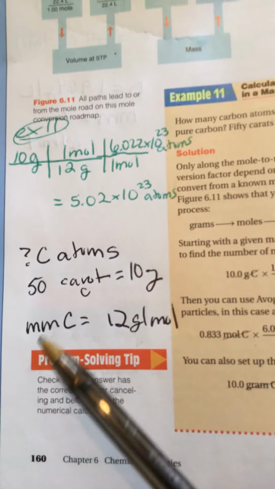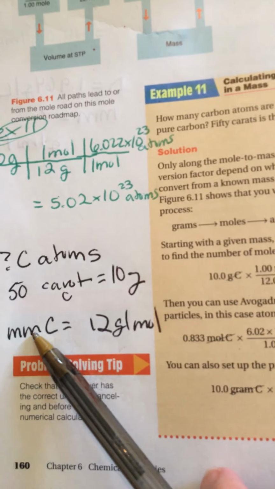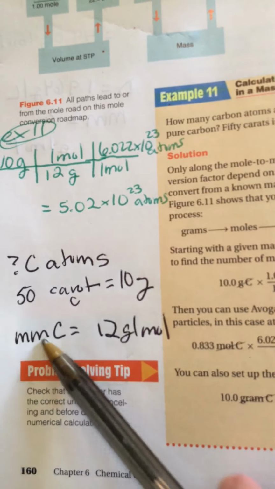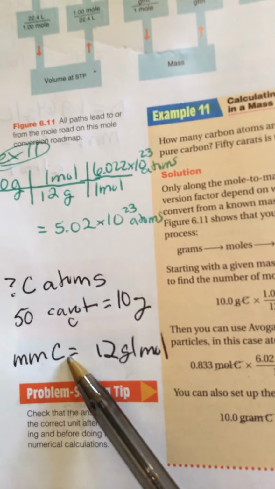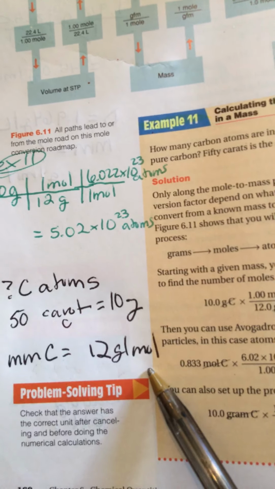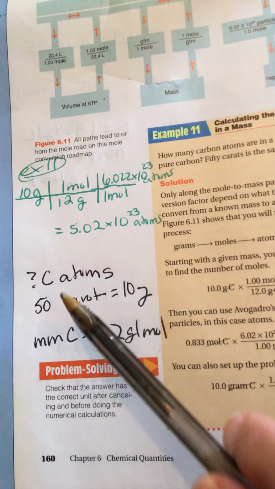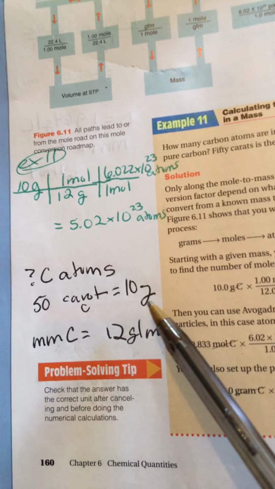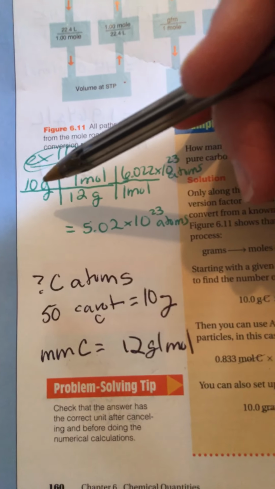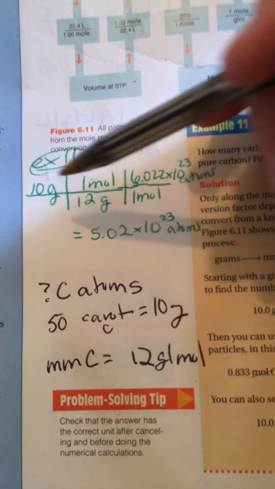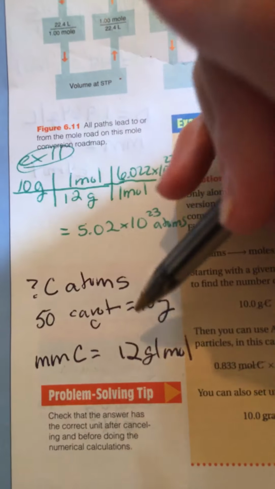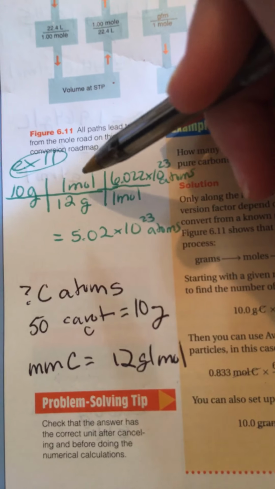All right. And I also looked on the periodic table. Because I know whenever I see grams, I'm going to need that molar mass off the periodic table. So I looked it up, and the molar mass of carbon is 12 grams per mole. All right. So now I start with what I know. And what I know is I've got 10 grams of carbon. So I write it here. I put the unit of what I have on the bottom that I want to get rid of, grams. And I put the unit of what I want on top, moles.